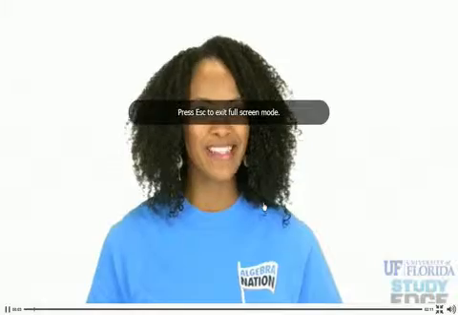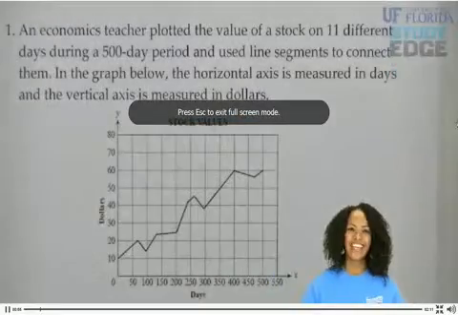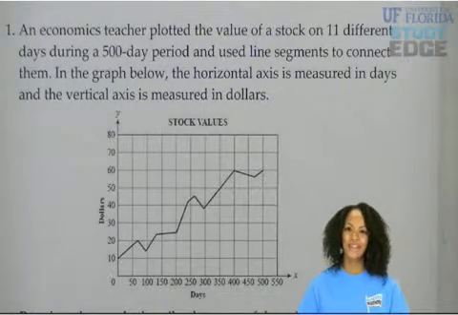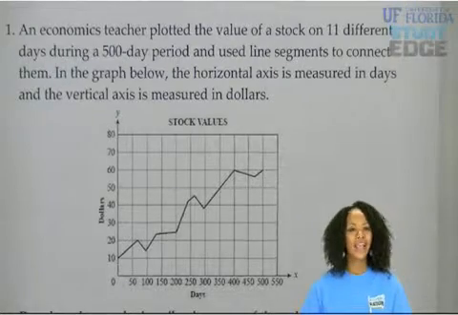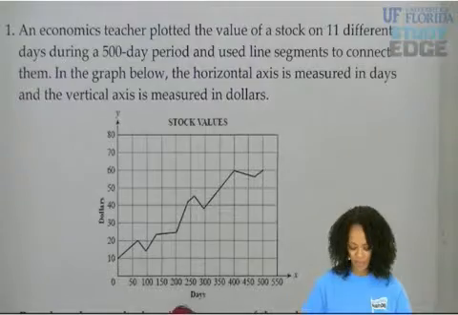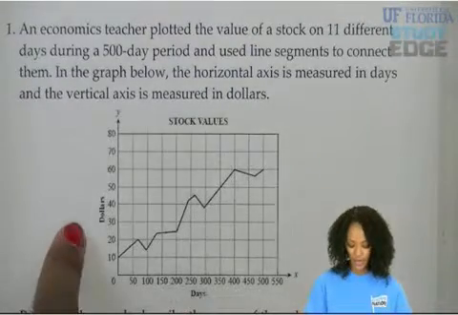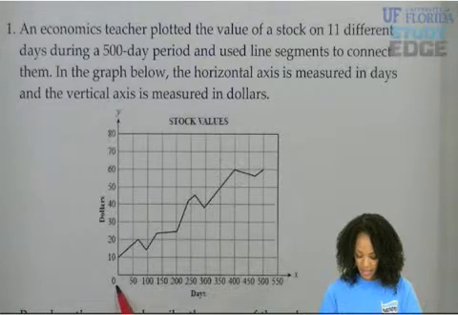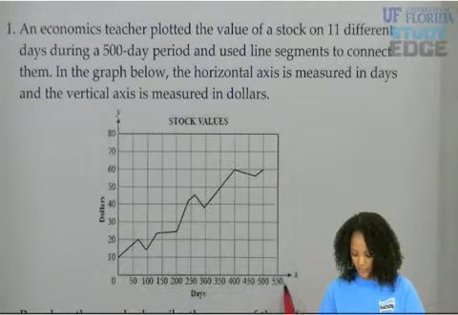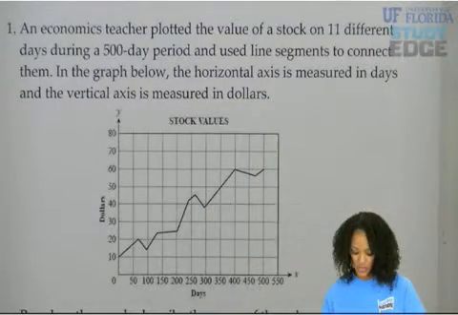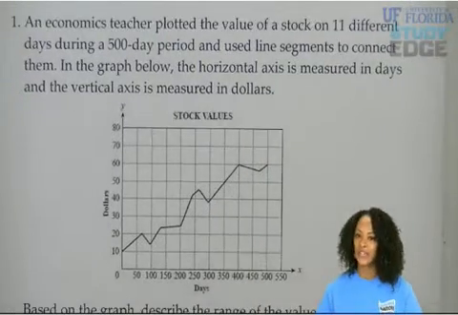Let's take a look at some practice problems. An economics teacher plotted the value of a stock on 11 different days during a 5-year period and used line segments to connect them. In the graph below, the horizontal axis is measured in days, and the vertical axis is measured in dollars. Notice that it goes from 0 to 550, but we do not have a line for the last 50 days. So it's just counting the 5-year period.